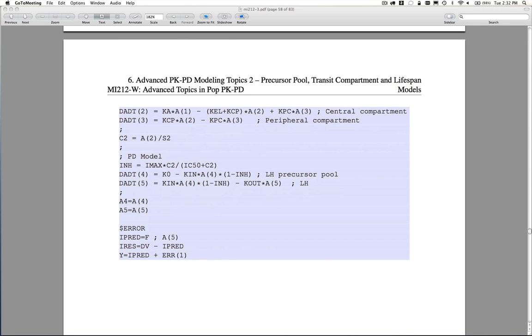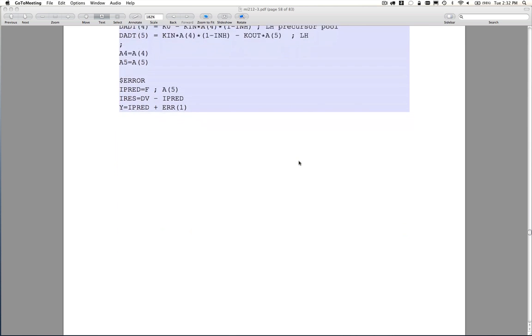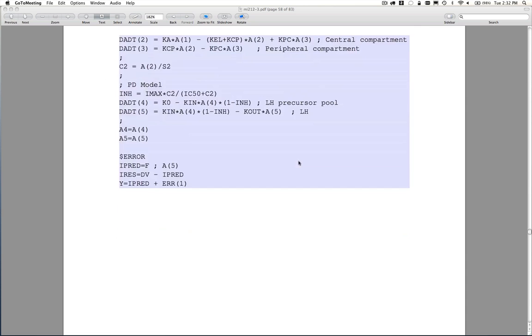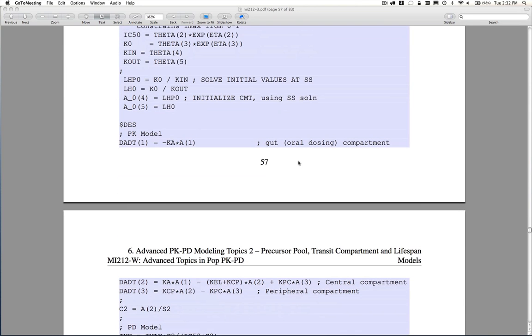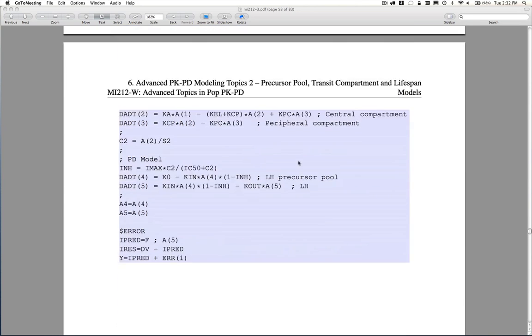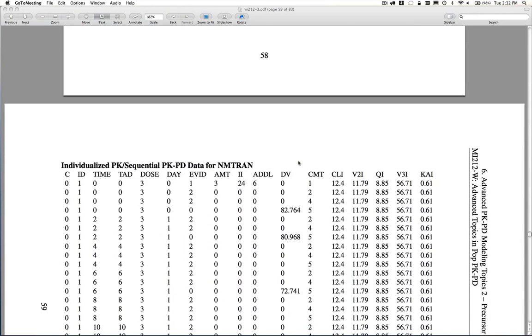Okay. Next couple of questions. Actually, we've got some people running ahead here, so we'll move on. So again, that's the control stream. We'll look at, when we get to transit compartments, very similar notations and such, and so we'll have another chance to look through those.